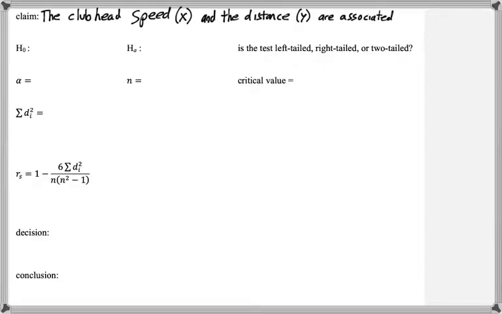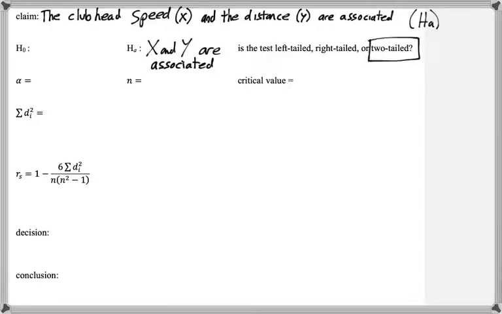The claim is that the club head speed, which is x, and the distance, which is y, are associated. And this is the alternative hypothesis. So this would be a two-tailed test. And the null hypothesis says that x and y are not associated. Alpha is 0.05. N is the sample size, so 8.